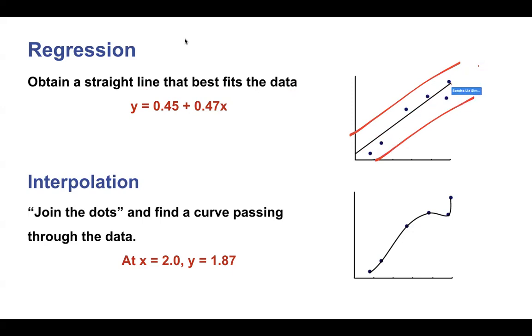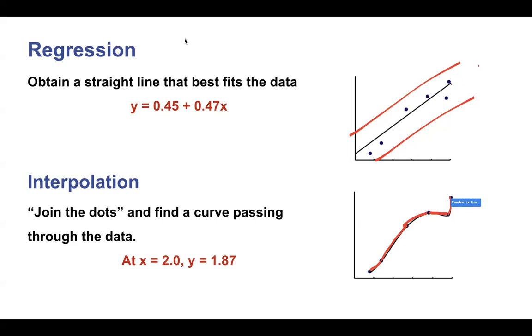Next is interpolation. Interpolation is basically joining the dots and finding a curve passing through the data. For example, in regression, you can see this is a best fit line, but this line is not passing through your data points. But for interpolation, what you do is join the dots like this. These two dots are joined, and these two dots are joined like this.